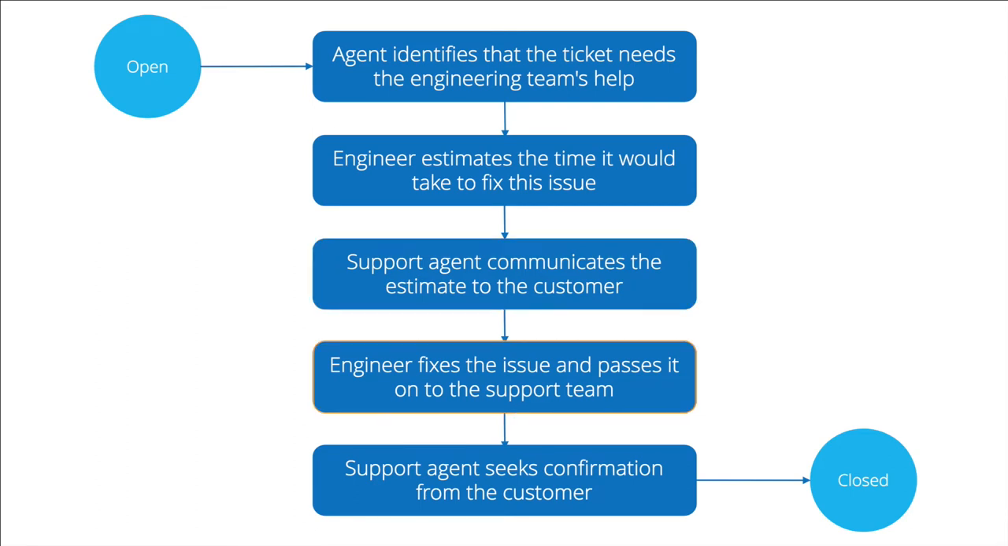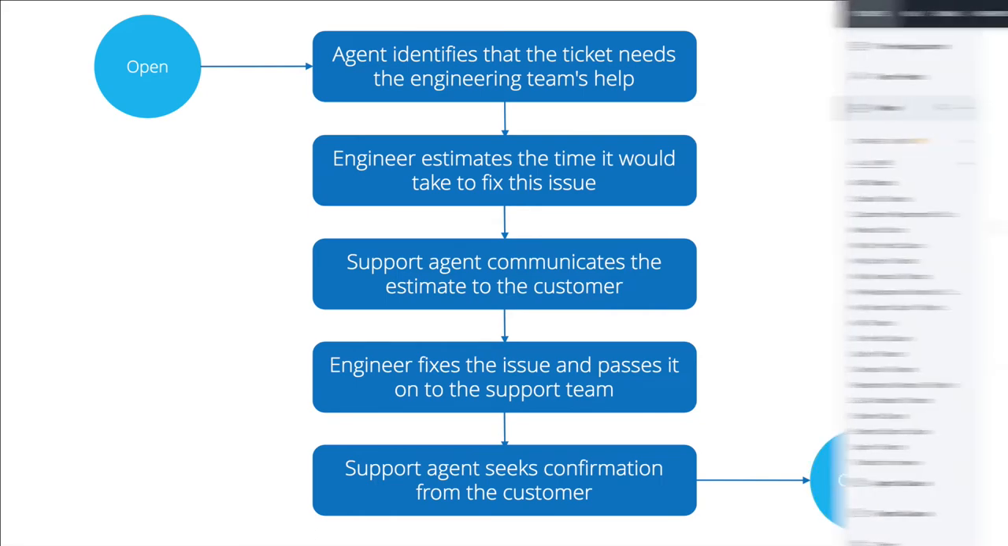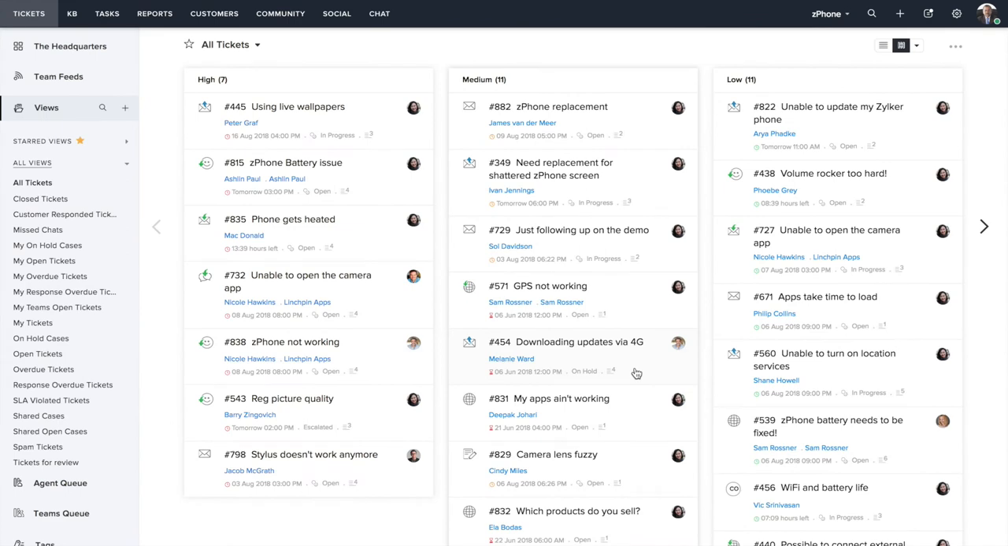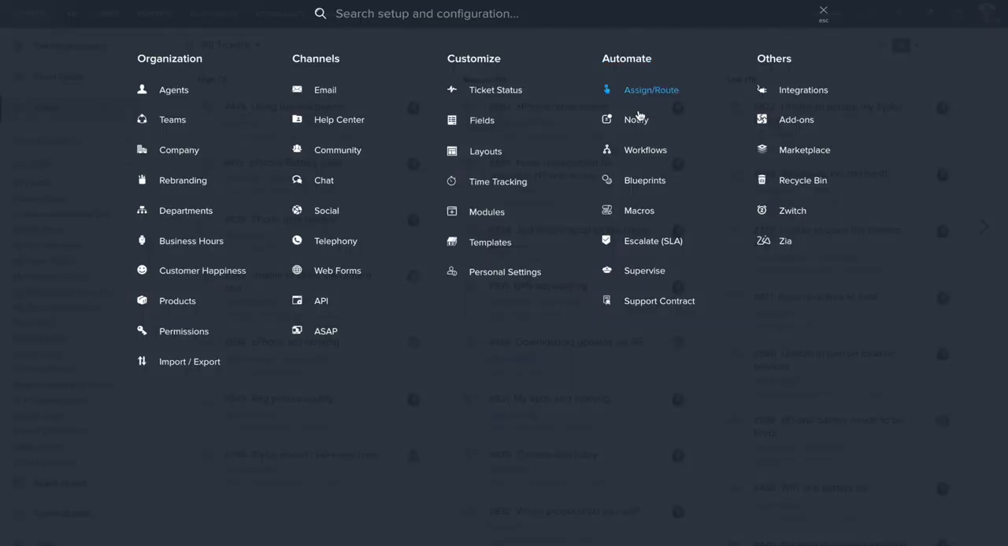Once that's done, the ticket is then moved to the engineering team to start work on the problem. Once they're done from their side, they inform the support team, who contacts the customer for a confirmation before closing the ticket. So that's the entire flow. Now let's see how Blueprints lets you reconstruct this process in Zoho Desk. To access this feature, just head to the Automate section in the Setup screen.